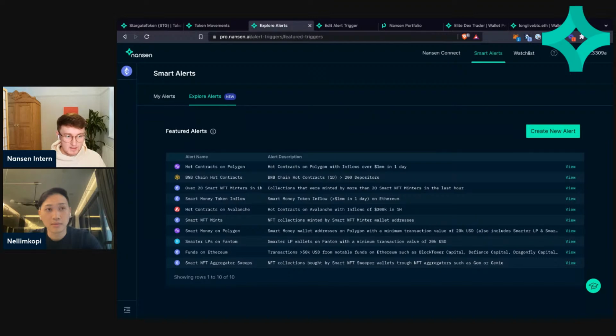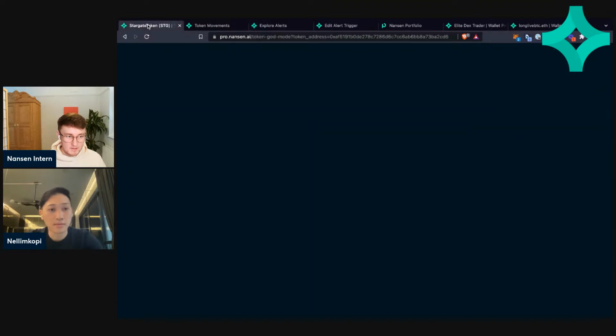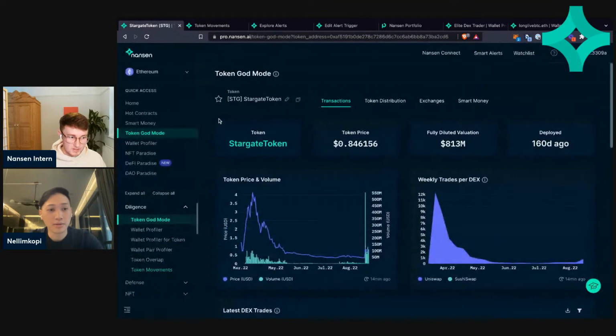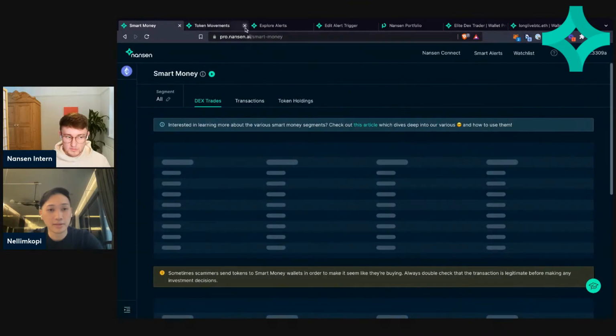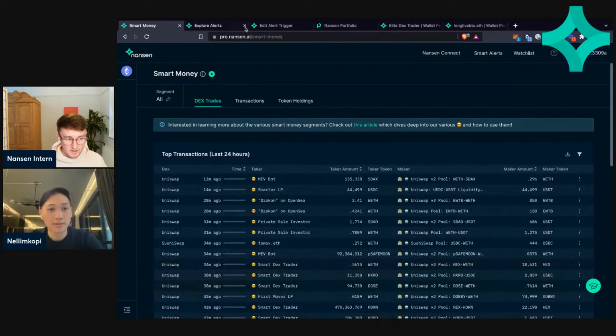So yeah, should we look at smart money? Because I'm sure that everyone will be interested in that. So there's the smart money tab, which you can look at on all subscriptions, right? Standard to VIP or Alpha.